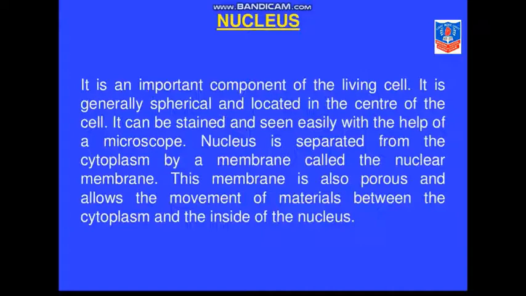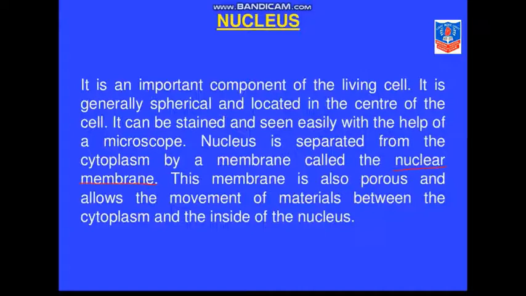It can be stained and seen easily with the help of a microscope. Stain करके, color करके हम उसको easily microscope से observe कर सकते हैं. Nucleus is separated from the cytoplasm by a membrane called the nuclear membrane. Nucleus को भी एक membrane support करती है जिसे हम nuclear membrane कहते हैं, जो उसे cytoplasm से अलग करती है. Because cytoplasm में और other organelles भी present होते हैं, एक fluid भी होता है. That fluid cannot enter the nucleus because of nuclear membrane.